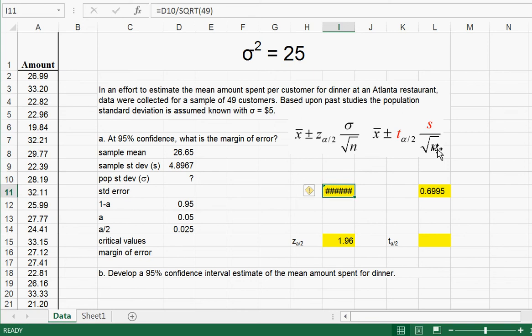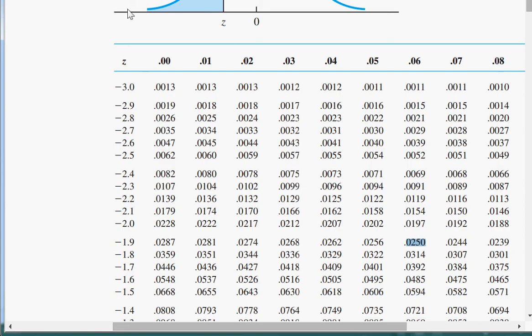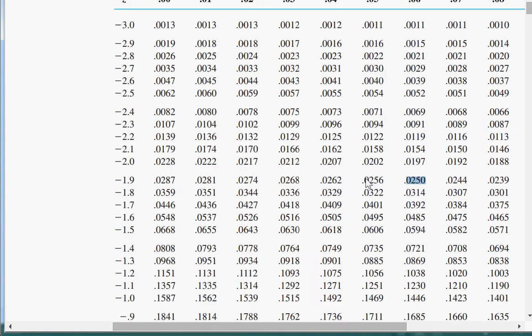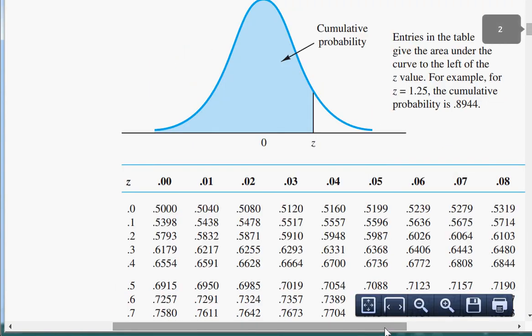So if sigma's unknown, you can't use that confidence interval, can you? If you don't know sigma, you can't use Z, you've got to use T. And where are the T values located? Are T values located in the Z table? Why do I call this a Z table? Because the number line here is Z. So you have to go to the T table and open that up.